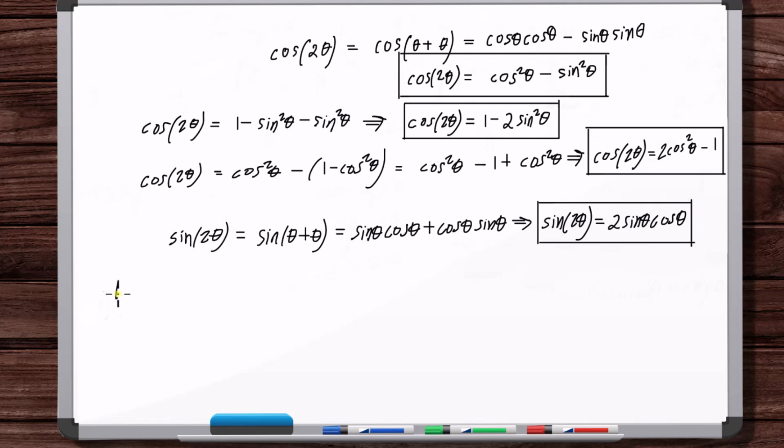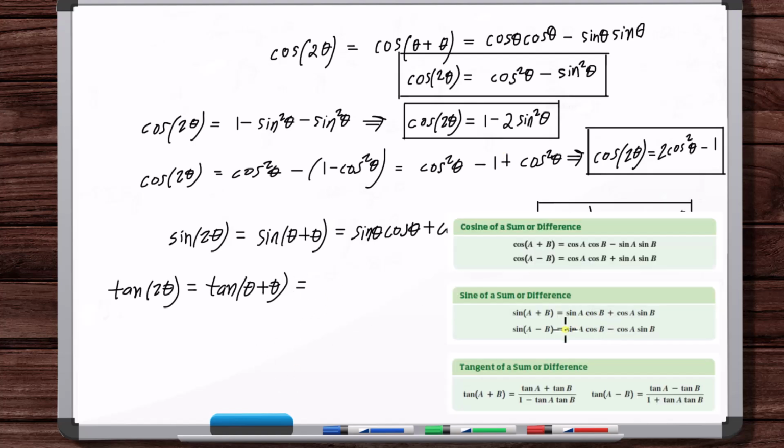All right. So now, what about the double angle for tangent? Same idea. We're going to do tangent theta plus theta, but we could consider saying that tangent 2 theta is sine 2 theta divided by cosine 2 theta. We could do that, but let's just use the sum formula for tangent. So tangent theta plus tangent theta over 1 minus tangent theta times tangent theta.